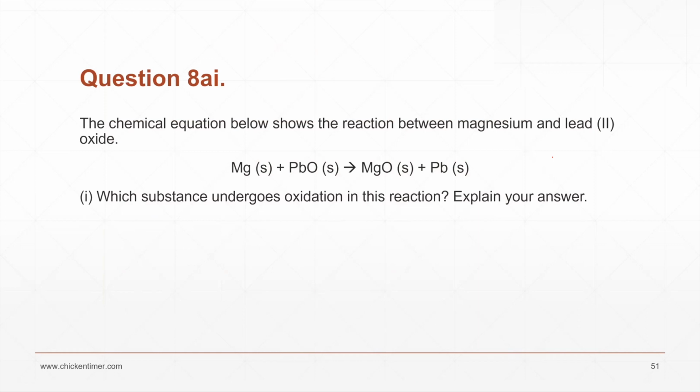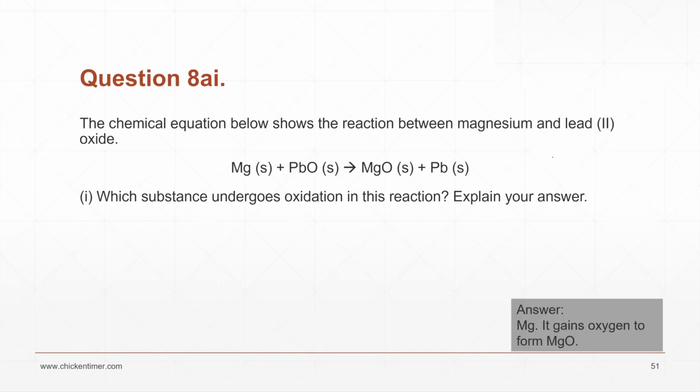Gain oxygen. Magnesium, right? Then explain your answer. Why? Explain using the oxidation. You can use whichever, oxidation number also can, because the question does not restrict you to whichever definition to use. So I can say that magnesium gains oxygen to become magnesium oxide, so it is an oxidation process, and therefore magnesium is oxidized.